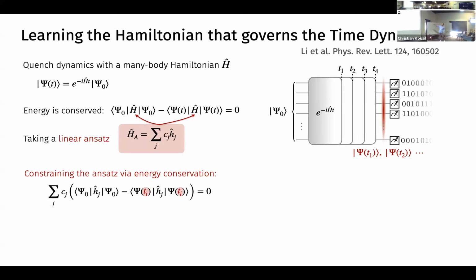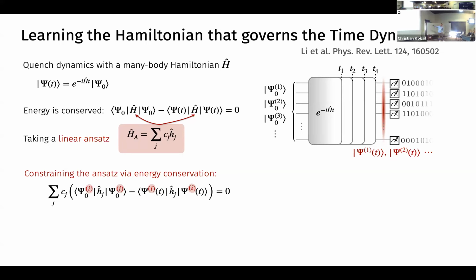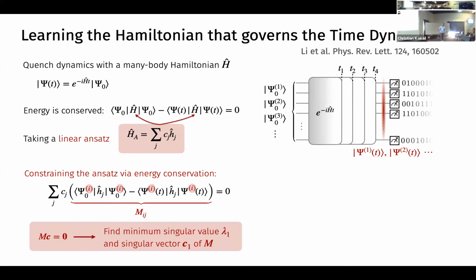You have two options. You can do measurements at different times, or you can use different initial states. So these initial states get an index i, and you time evolve from different initial states. And this now gives you a lot of equations. Again, this is a matrix M_ij, M c equals 0.